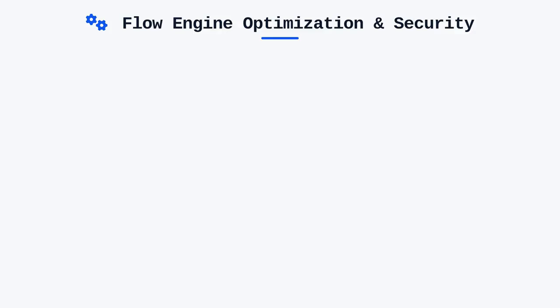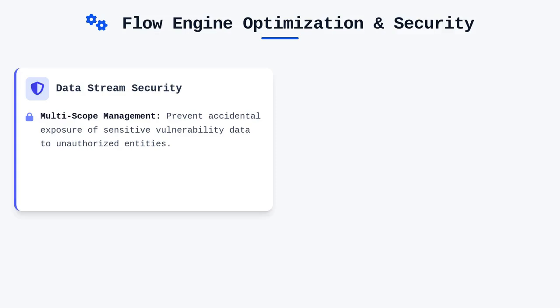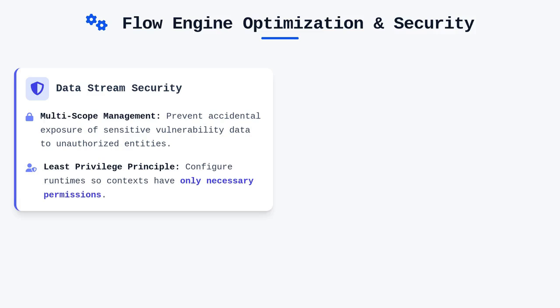Finally, let us consider the optimization of flow engine resource usage and the security of our data streams. In multi-scope environments, it is essential to manage access correctly so that flows do not inadvertently expose sensitive vulnerability information to unauthorized applications or users. We must configure the flow runtime to adhere to the principle of least privilege, ensuring each flow context only has the permissions necessary to perform its specific task.